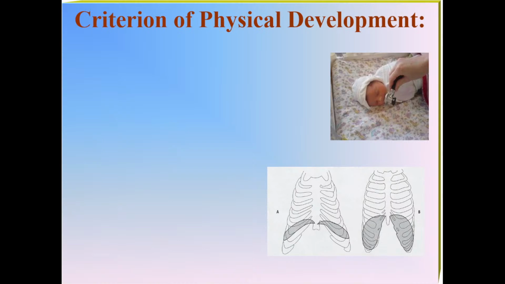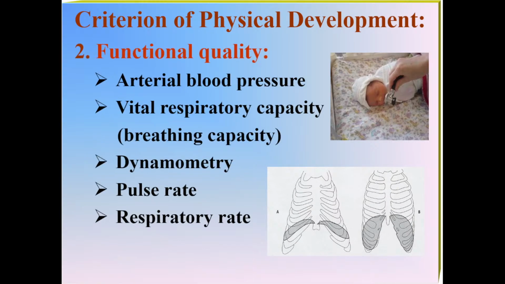Criterion of physical development includes also functional quality, functional parameters. It's arterial blood pressure, vital respiratory capacity, breathing capacity, another name, dynamometry, pulse rate, and respiratory rate. All these parameters are included in criterions of physical development. All these parameters are needed to estimate normal and abnormal physical development in a real child.